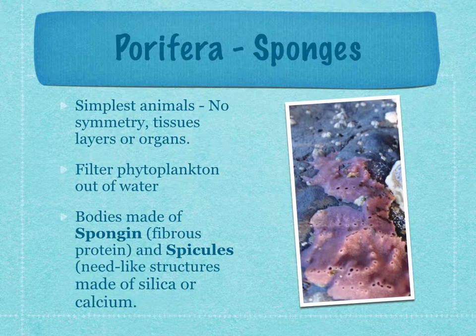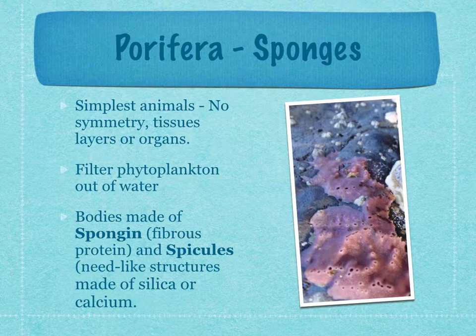These are the simplest animals on Earth. They have no symmetry, they have no tissue layers, and they lack organs. They are filter feeders. They bring in water through pores in their body and filter out plant plankton, or phytoplankton, out of the water. You can see these pores in the picture to the right.